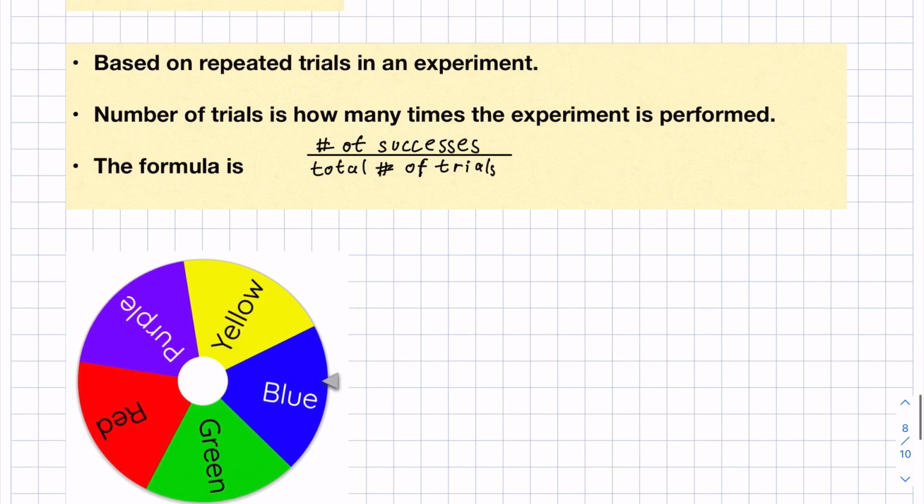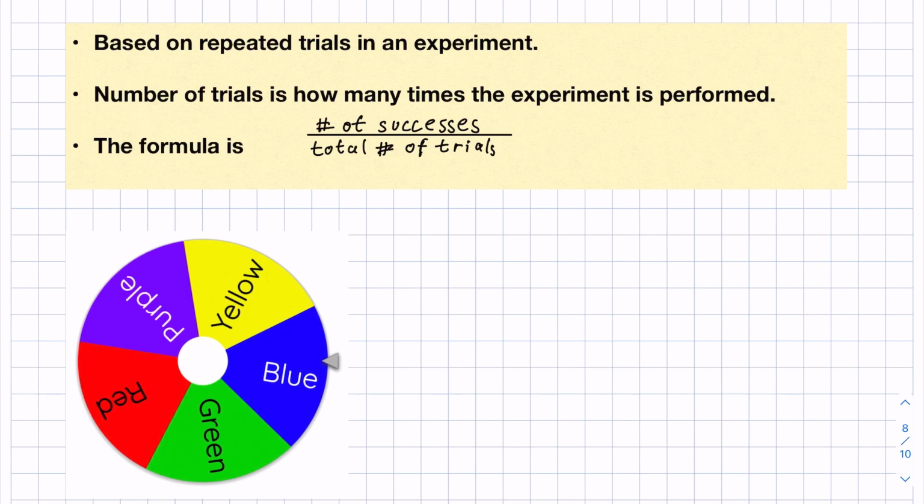So if I have a spinner and I spin it once, that's a trial, right? And the number of times I spin it is the number of trials I do. Let's say I want to see how many times blue comes up after spinning it a certain number of times. That means you have to use the formula number of successes over total number of trials, with the number of successes being how many times I get blue.